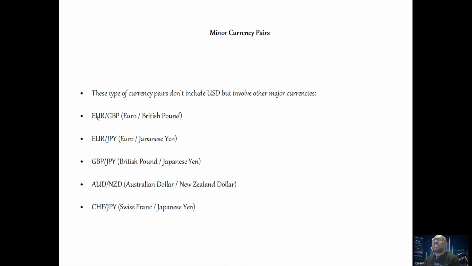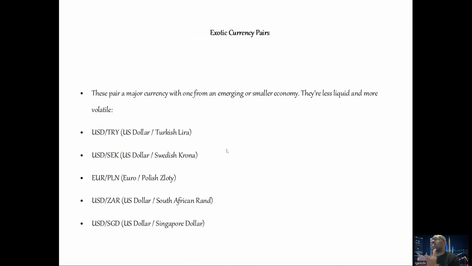Now, it's euro against British pounds, euro against Japanese yen, British pounds against Japanese yen, Australian dollar against New Zealand dollar, Swiss franc against Japanese yen. These ones are minor currency pairs, all right? So we have exotic currency pairs too.